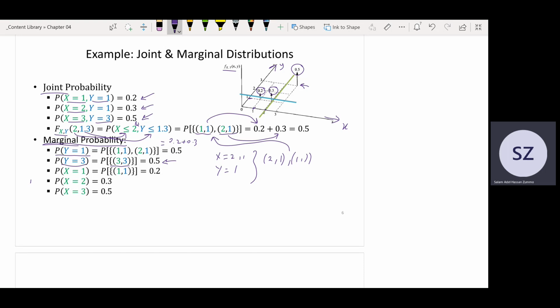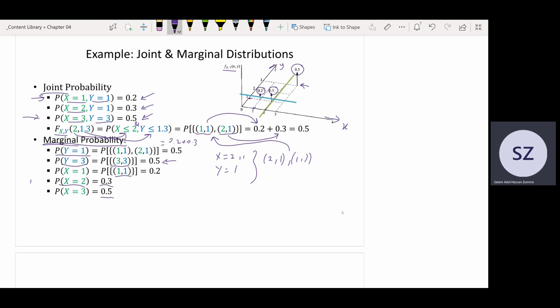Now, if I look at X only, I marginalize Y, as if Y is not there. I ask myself what is the probability that X equal 1? From the information I have, when does X equal 1? Only here, right? So this is the probability of 1, 1, which is 0.2. Probability that X equal 2: when does X equal 2 in the given information? When Y equal 1 only. So this is 0.3. And when does X equal 3? When Y equals 3, which is 0.3.